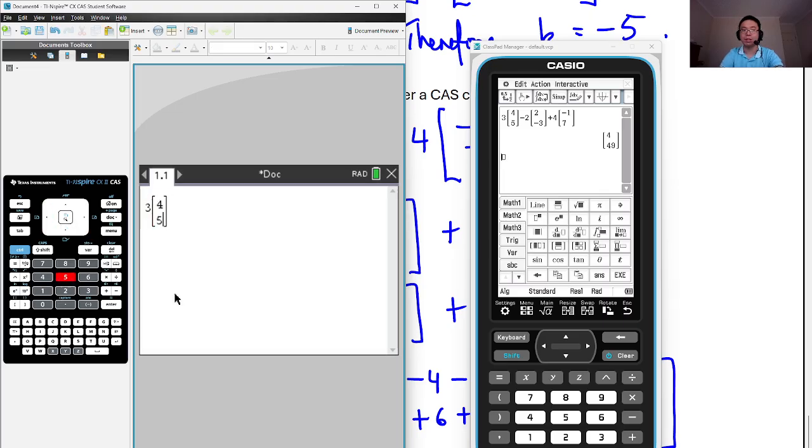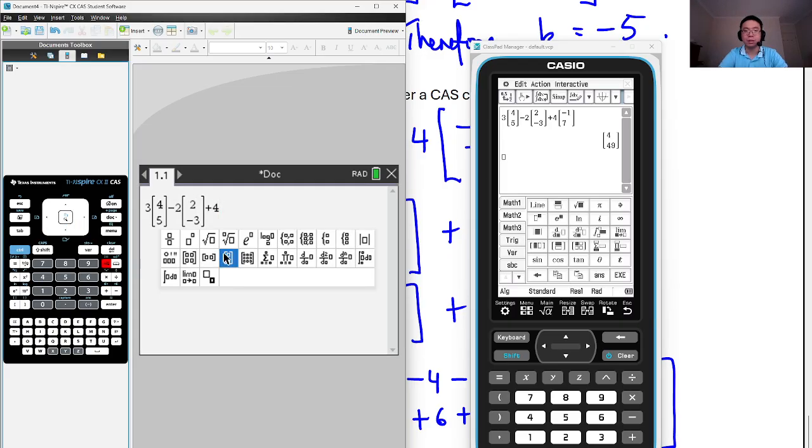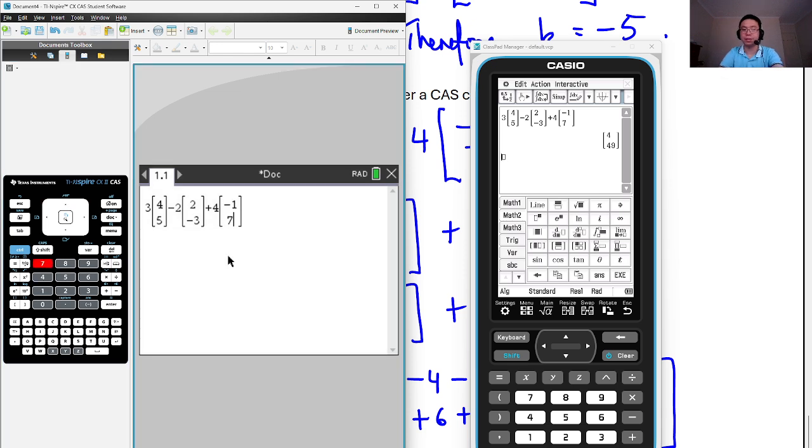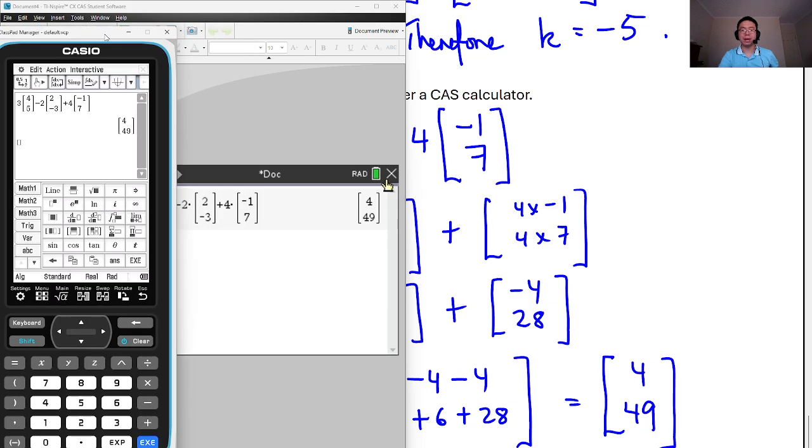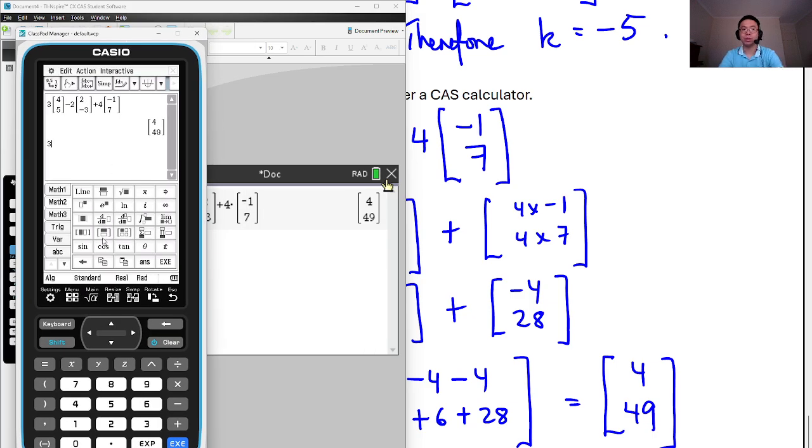So there's our first matrix. And then here I'll just do it the normal way with the pre-built matrix there. -1 and 7. And we get the same answer. Okay, so regardless of whether you are using the ClassPad or the TI, what I encourage you to do is to make sure that you know how to do these calculations by hand and how to do them on the CAS as well.